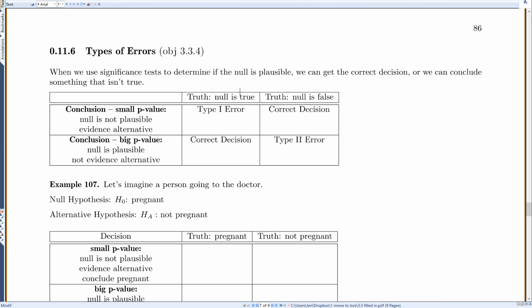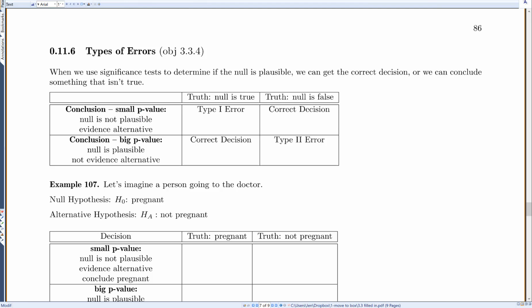Now, what can your conclusion be? If you have a small p-value, you're going to think the null is not plausible, and you're going to say you have evidence for the alternative. So if we look at this, if the truth is that the null is true, but we decide that the null is not plausible, we've made an error. That's called a type 1 error. Okay?